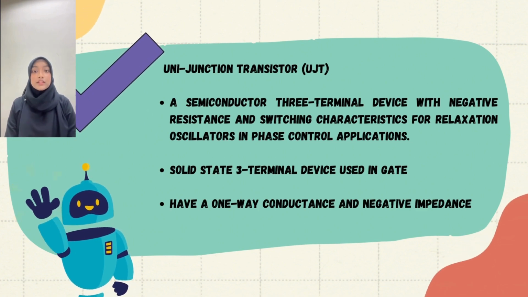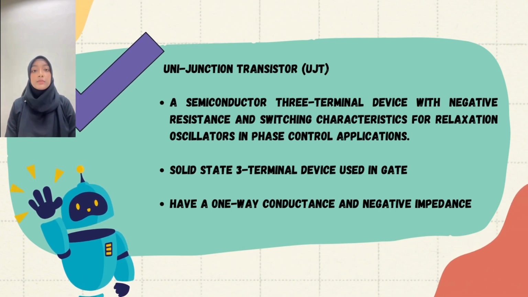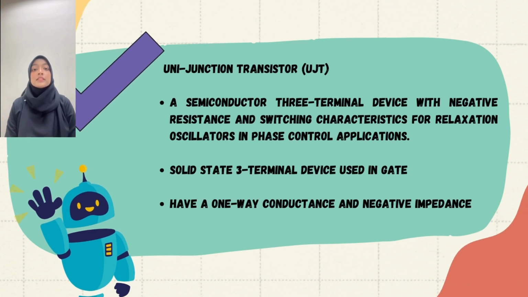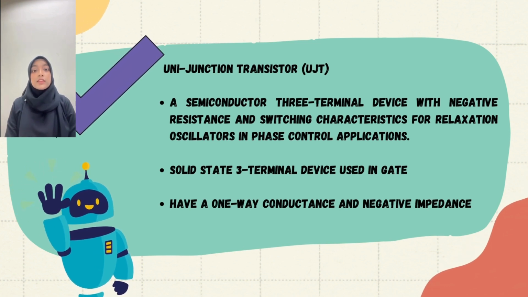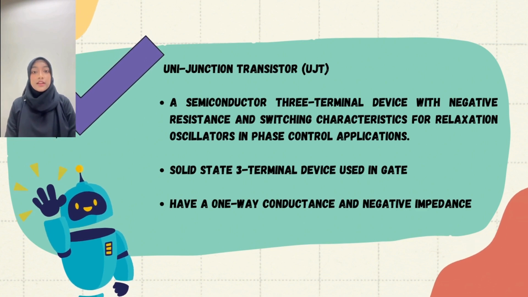Just like diodes, a uni-junction transistor is made from separate P-type and N-type semiconductor materials, forming a single PN junction within the main conducting N-type channel of a UJT device.